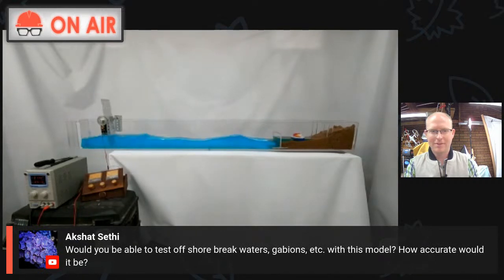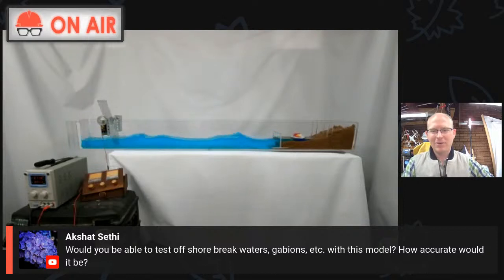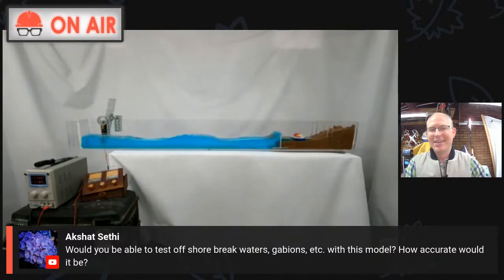Here's a question. Would you be able to test offshore breakwaters, gabions, etc. with this model? How accurate would it be? So I mentioned before, the limited length of this thing means there's lots of reflecting waves. So that is a real challenge of modeling this type of thing. I think that would give it a lot of problems.